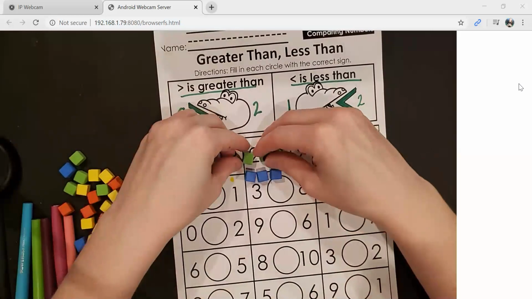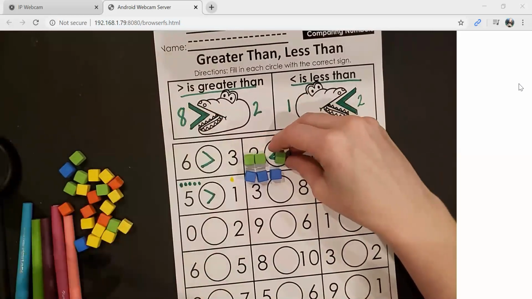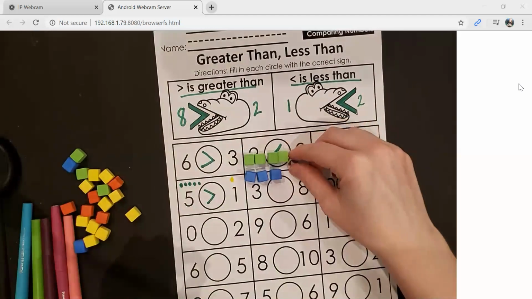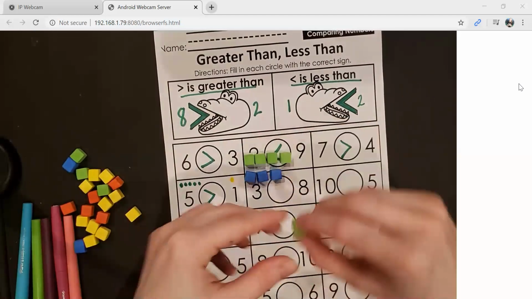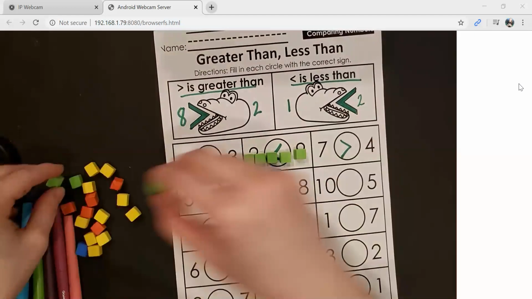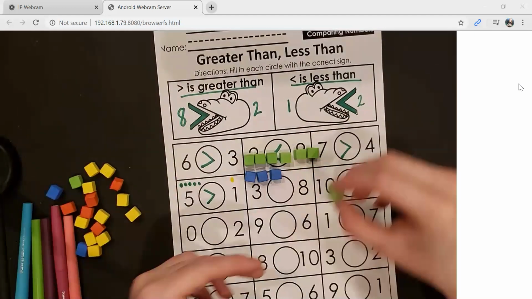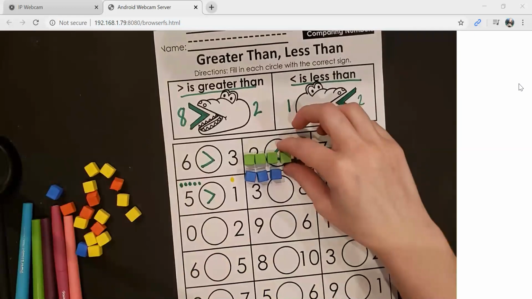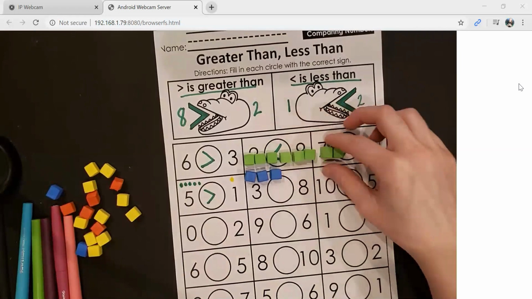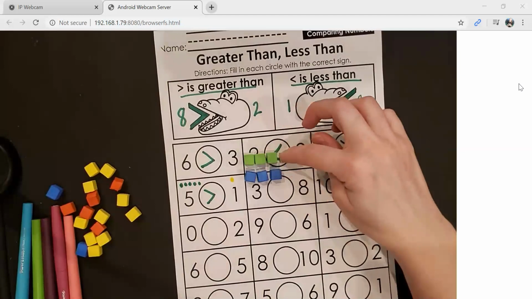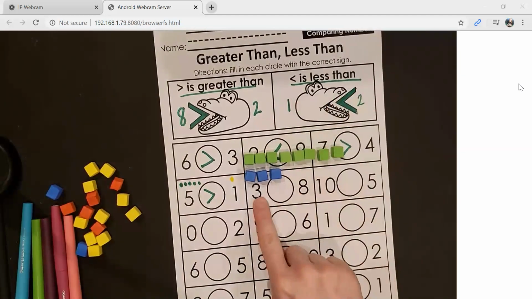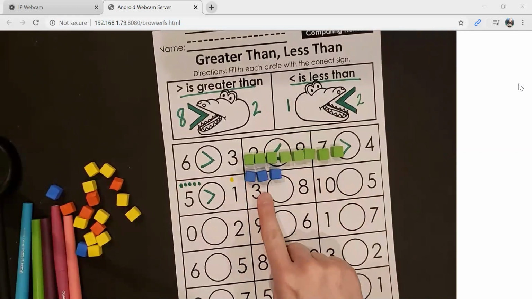1, 2, count with me. 3, 4, will I have enough? 5, 6, 7, 8. I had just enough green, boys and girls. 1, 2, 3, 4, 5, 6, 7, 8. 8 green and 1, 2, 3 blue.